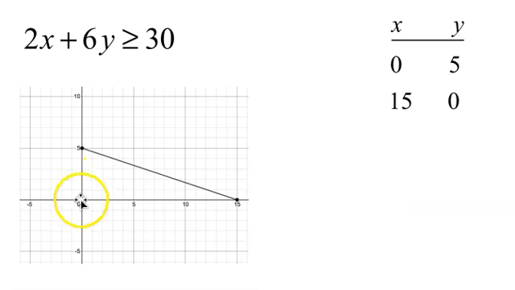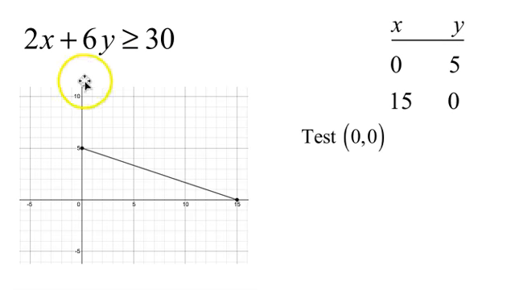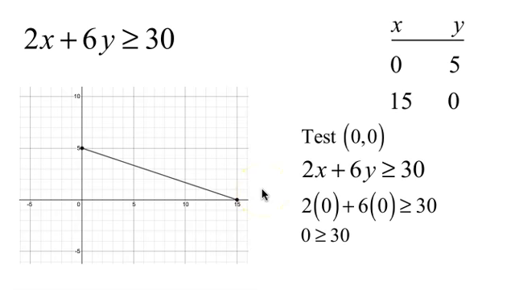Do I shade towards the origin, towards 0, 0, or do I shade away from it? So I'm going to test 0, 0, plugging 0, 0 in. 2 times 0 plus 6 times 0 greater or equal 30. 0 plus 0 greater or equal 30. 0 greater or equal 30, no. So I do not shade towards 0, 0. I shade away from 0, 0. And again, I know x and y have to be positive. I really only want first quadrant stuff here. So in the first quadrant, shading away from 0, 0 will give me this region out here.